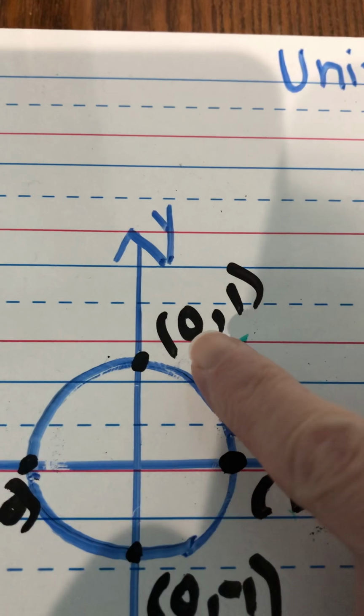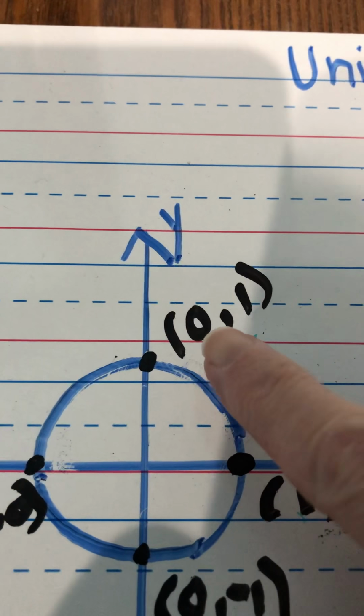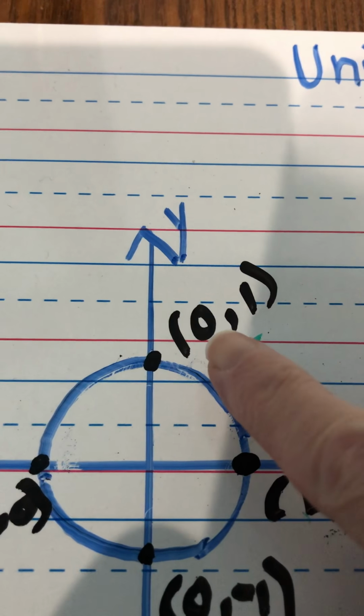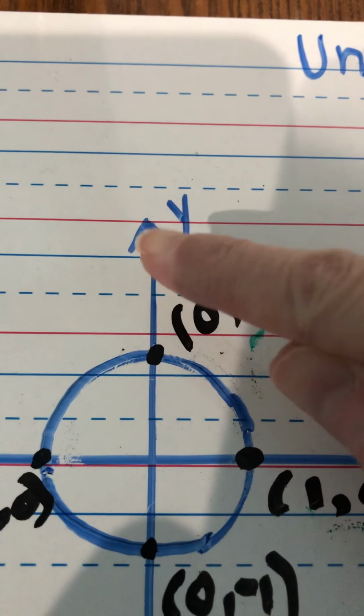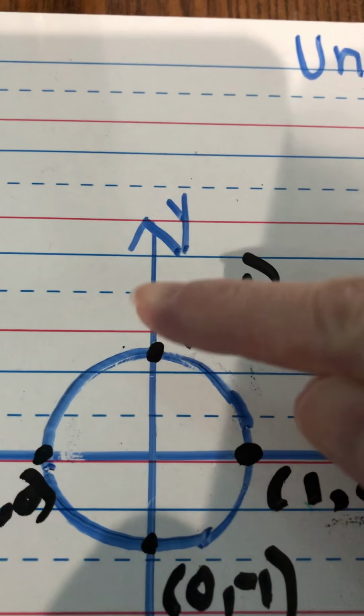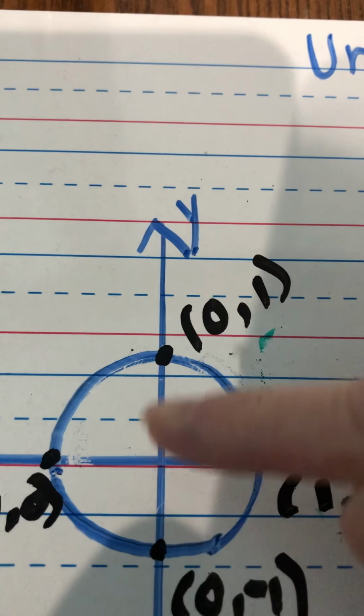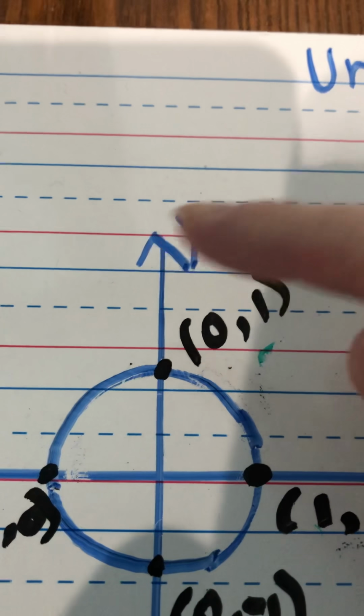Now, an interesting thing about tangents is that you can also think about them as the slope of the line. So notice that this point is on a vertical line, and a vertical line has an undefined slope. So the tangent of 90 degrees would also be undefined.